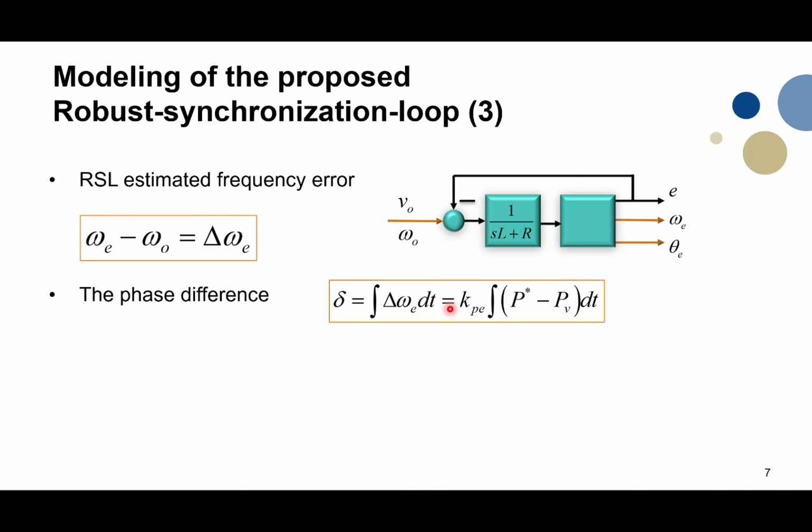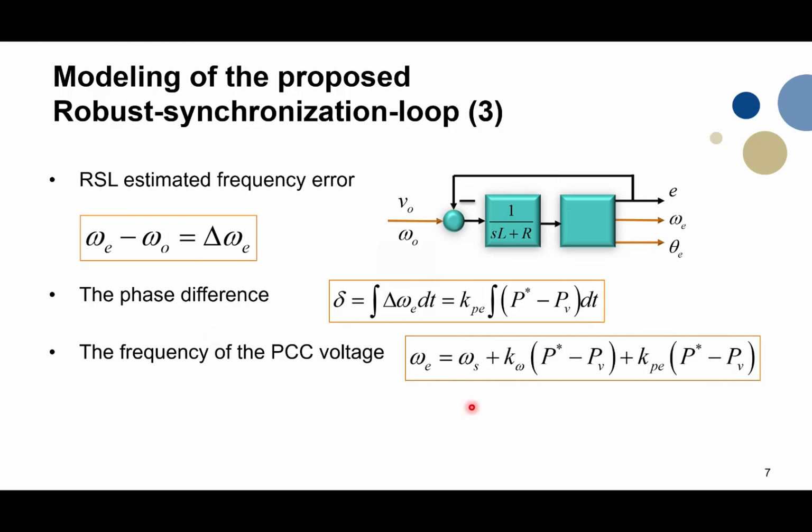So by combining the equation that we obtained in the previous slides for the frequency of the PCC and also this frequency error, then we can write the estimated frequency of the RSL as this one. Here omega naught, we put the value of the omega naught from the previous slide, and then we put it here, this part also, the del omega e, then we come to this equation. So now we see that we have this frequency of the RSL.